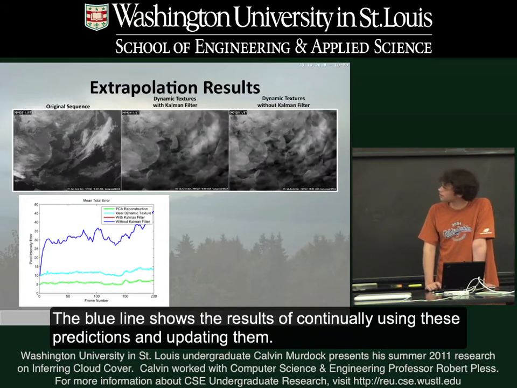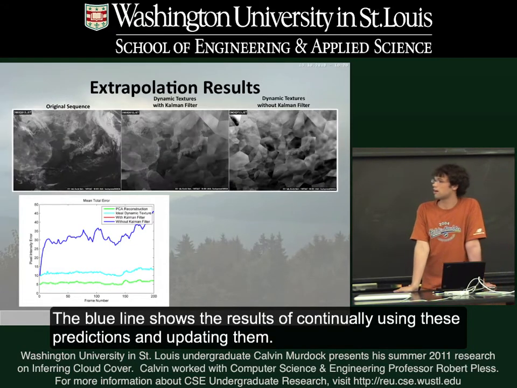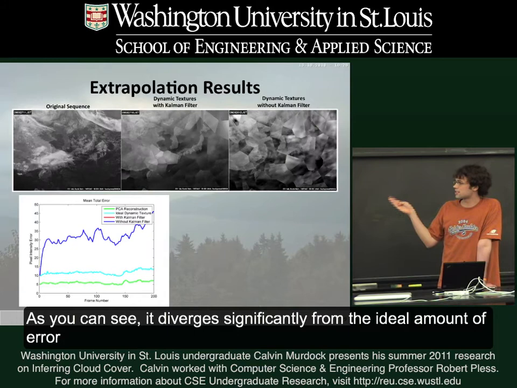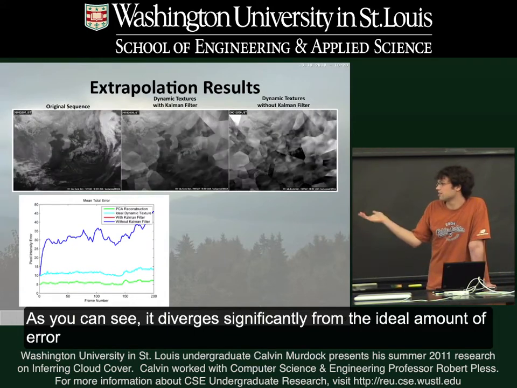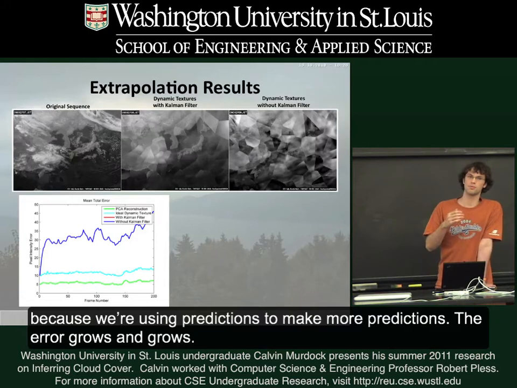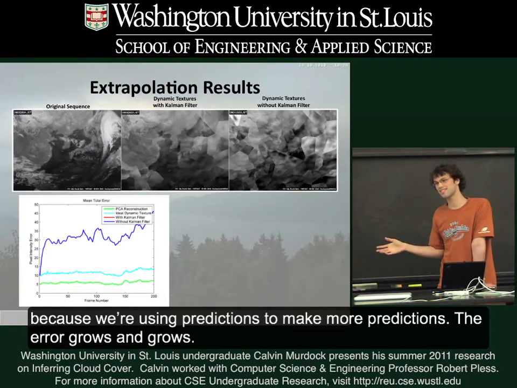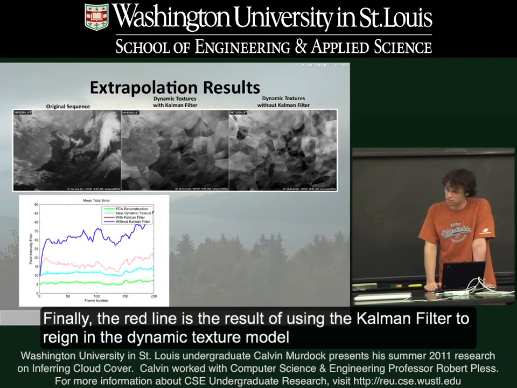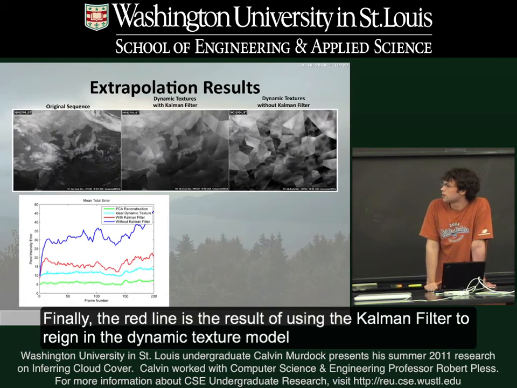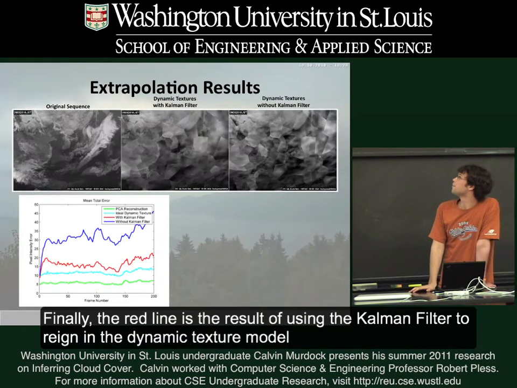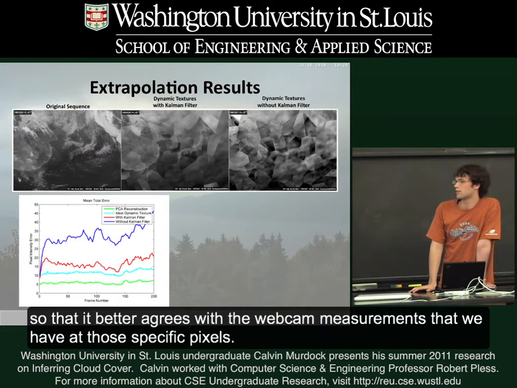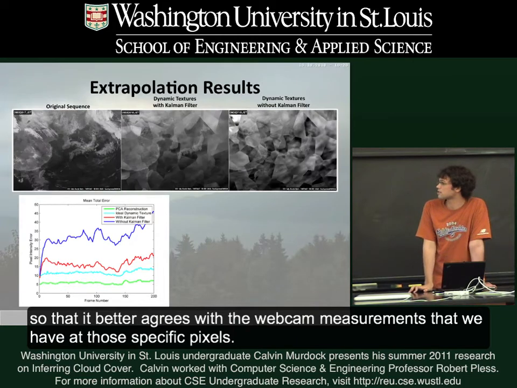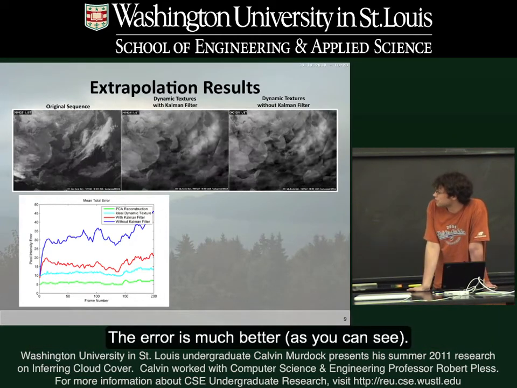This line shows the results of continually using these predictions and updating them. And as you can see, it diverges significantly from the ideal amount of error, just because we're using predictions to predict more predictions, and the error just grows and grows over time. And then finally, this is the result of using the Kalman filter to rein in the dynamic texture model so that it better agrees with the webcam measurements that we have at those specific pixels. And the error is much better, as you can see.